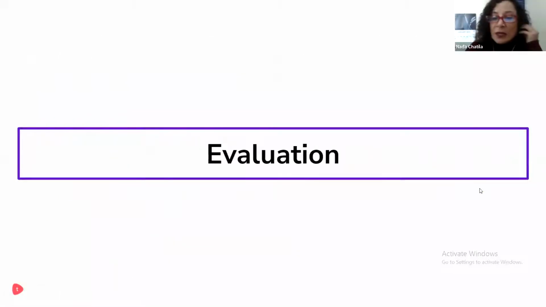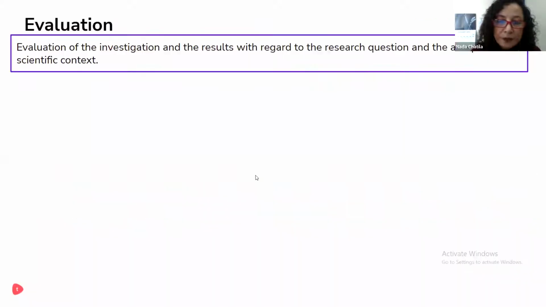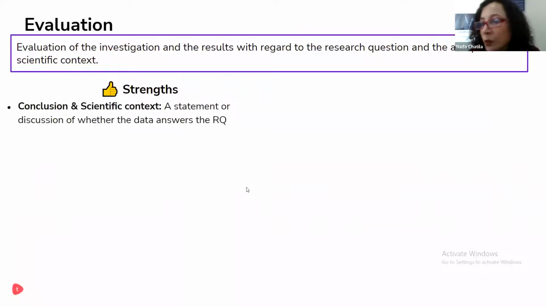With regard to the evaluation, we have four descriptors. The first one is the conclusion in the context of the research question being supported by the data. The second one is the conclusion compared to the scientific context. The third one has to do with the strengths and weaknesses of the investigation. And the last one has to do with the suggestions for improvement and extension of the investigation. I'm going to consider both the first and the second descriptors together, conclusion and scientific context.